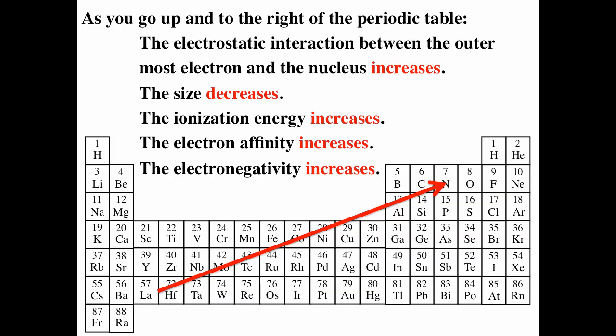Howdy. And so we've seen the periodic trends that as we move up and to the right, the strength of electrostatic attraction between the outer electrons and nucleus increases, the size of the atoms decreases, the ionization energy increases, electron affinity increases, and the electronegativity increases.